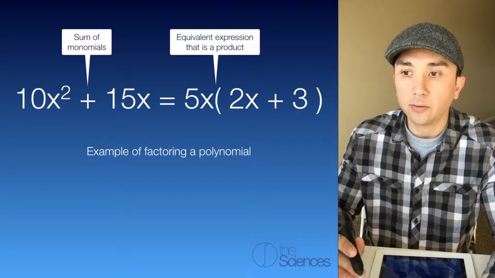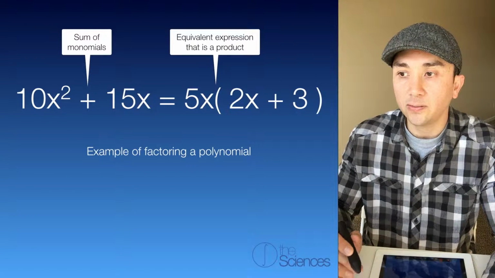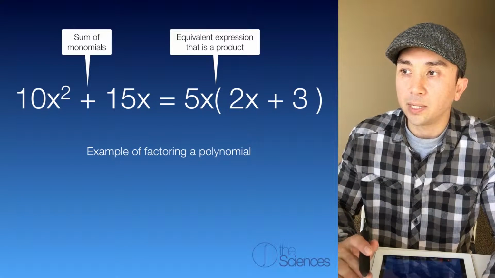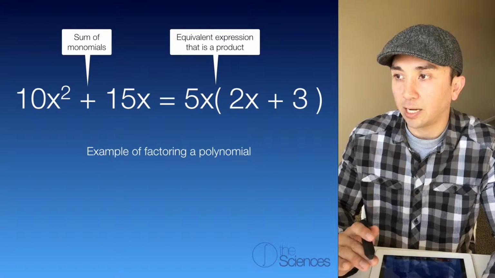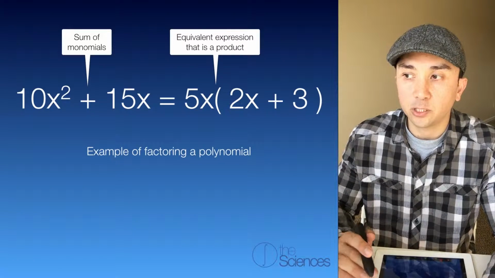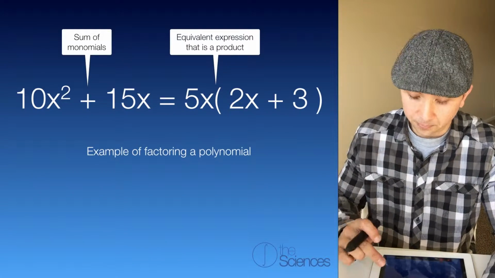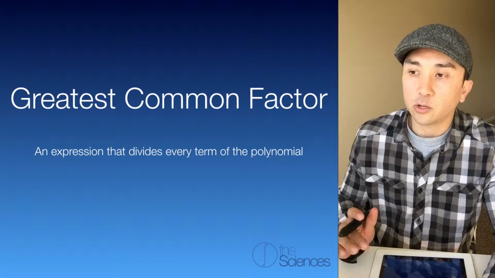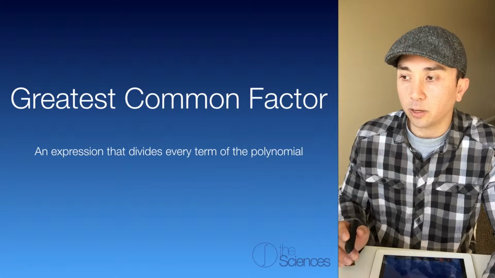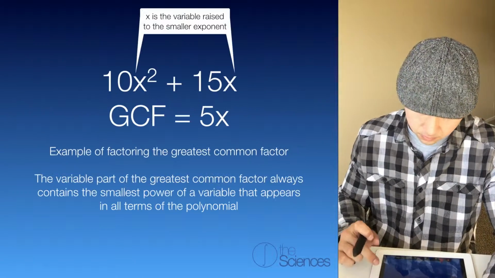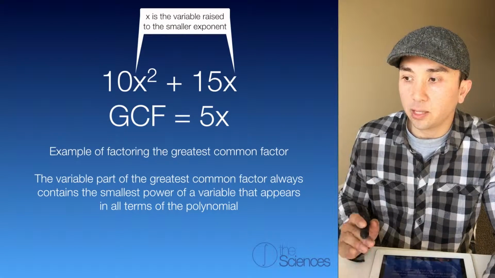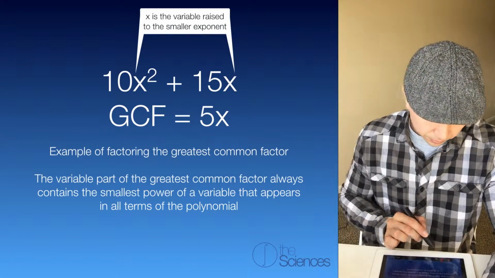So here we have 10x squared plus 15x, and to factor that means to get an equivalent expression that is a product. So here we have 5x times 2x plus 3. Now the greatest common factor is an expression that divides every term of the polynomial. So here's an example of factoring the greatest common factor.